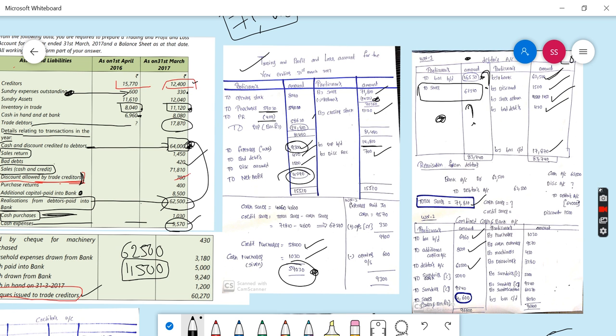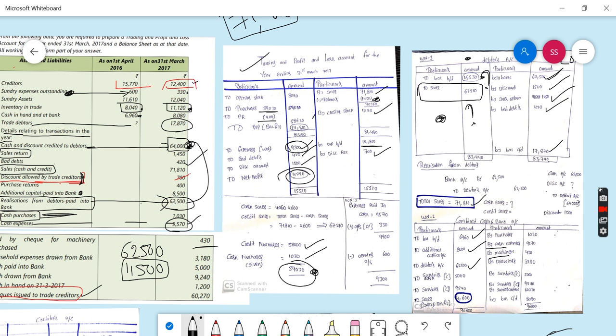So here 9,570. What is the general entry? Cash expenses account debit to bank account. In the bank account, by cash expenses 9,570, right? Credit side we wrote that. And then what else? Check given for machinery purchased. We gave it for 430. That means machinery account debit to bank account. In the bank account, by machinery 430, which we recorded here.